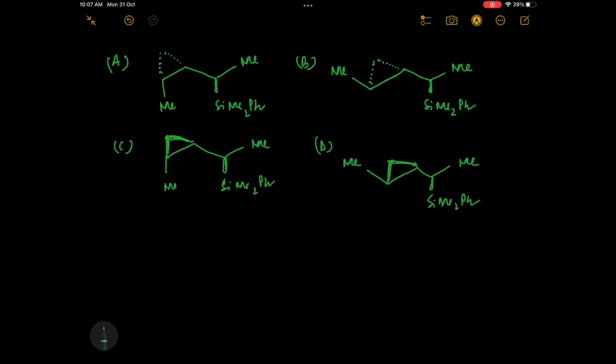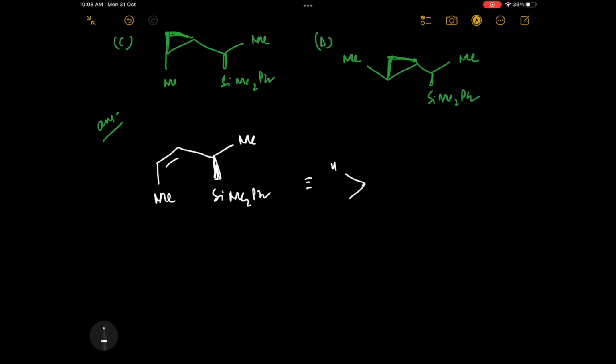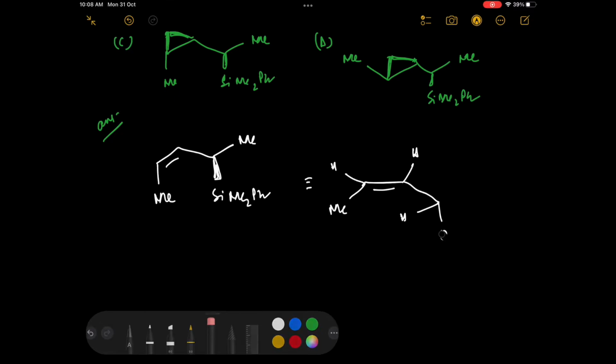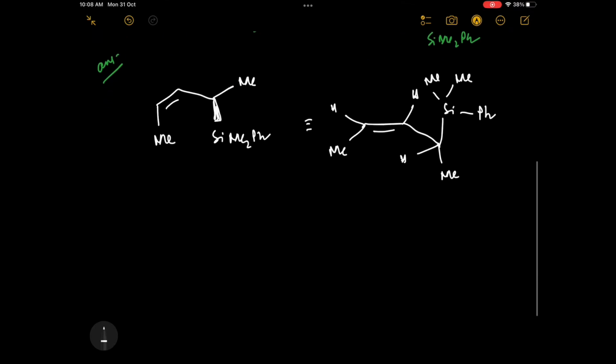So the conformation of the alkene has to be kept in mind. Here we have been given the alkene as such. This is basically a cis alkene first of all, and then they have given the SiMe2Ph, which is the bulky group above the plane. If we draw this in the Sawhorse type of conformation, then we get that the Me actually goes below, and the SiMe2Ph is above the plane. A very bulky group being above the plane lets the attack happen below the plane.